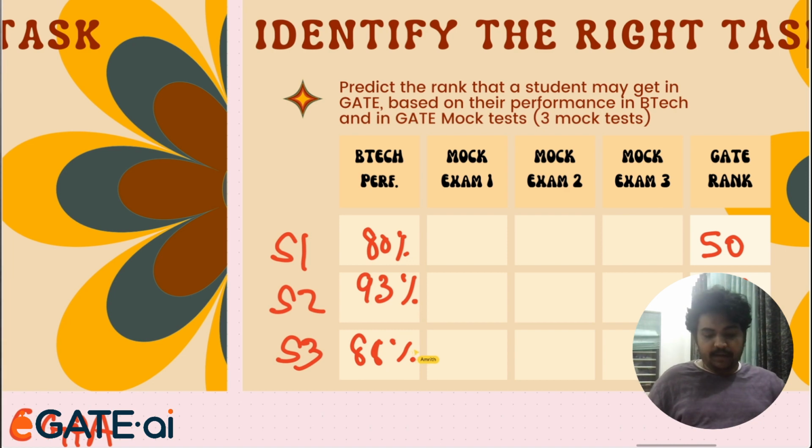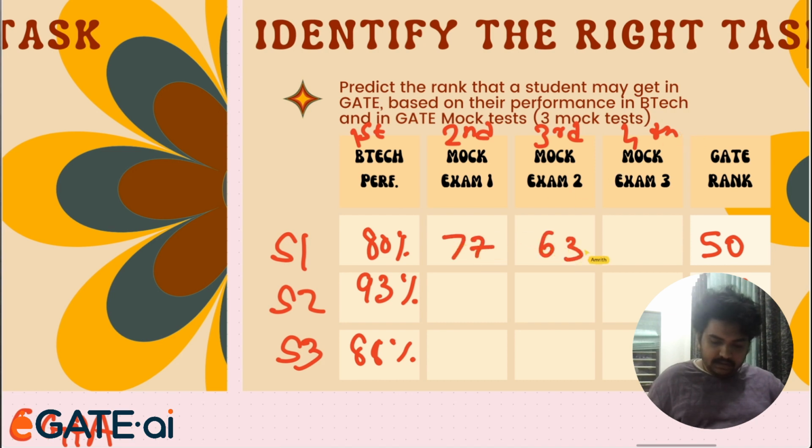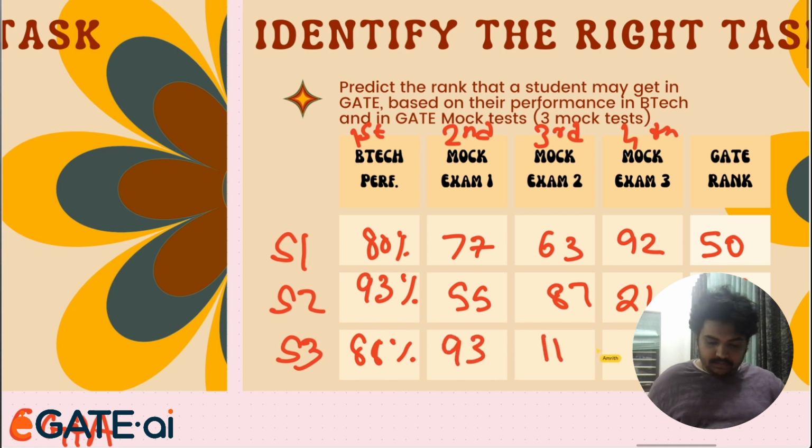However, we have 3 new features. Mock exam 1 is the second feature, mock exam 2 is the third feature, and mock exam 3 is the fourth feature. So let's put some arbitrary numbers for the time being, something like say 77, 63, 2, 55, 87, 24, 93, 11, 45.